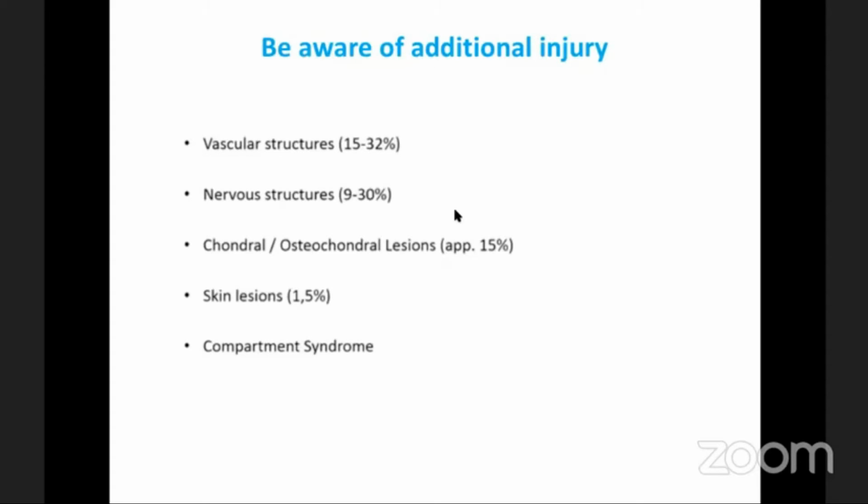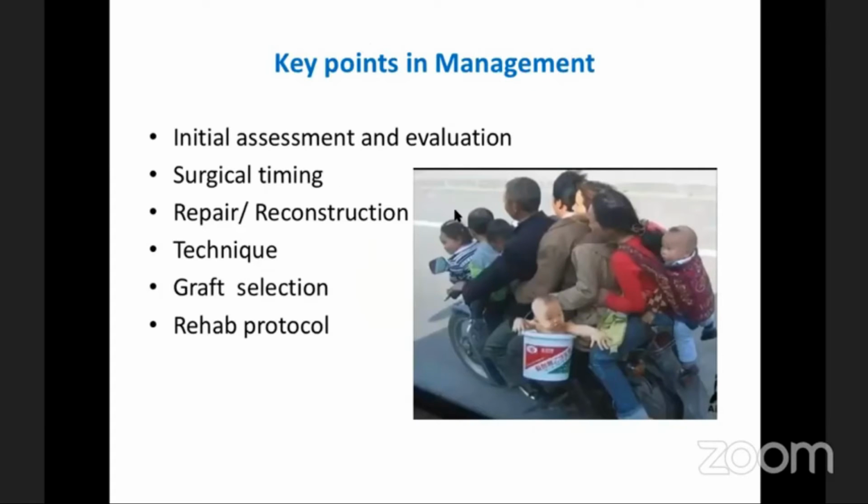So always be aware of additional injuries like vascular structure, neural structure, osteochondral lesion, skin lesion. In many cases there is dimpling of the skin. And last but not least, compartment syndrome. We have seen compartment syndrome very frequently with dislocation of the knee. The questions are: evaluation, what should be the surgical timing, whether it should be repair or reconstruction, which technique we should use, which graft, and what should be the rehab protocol.